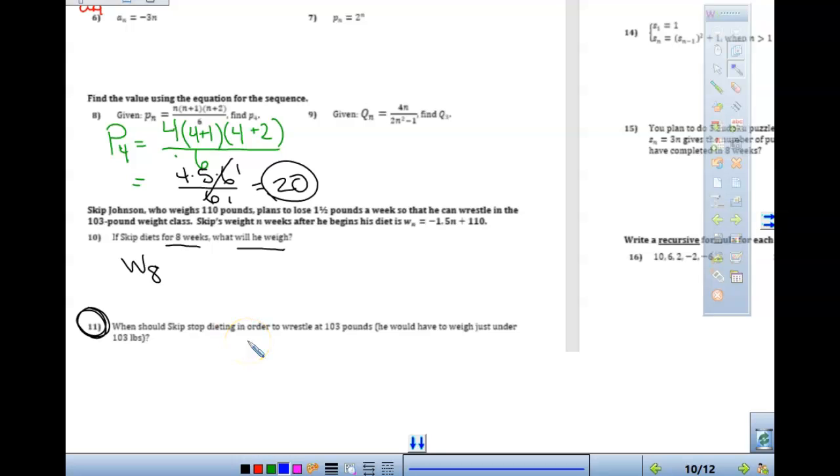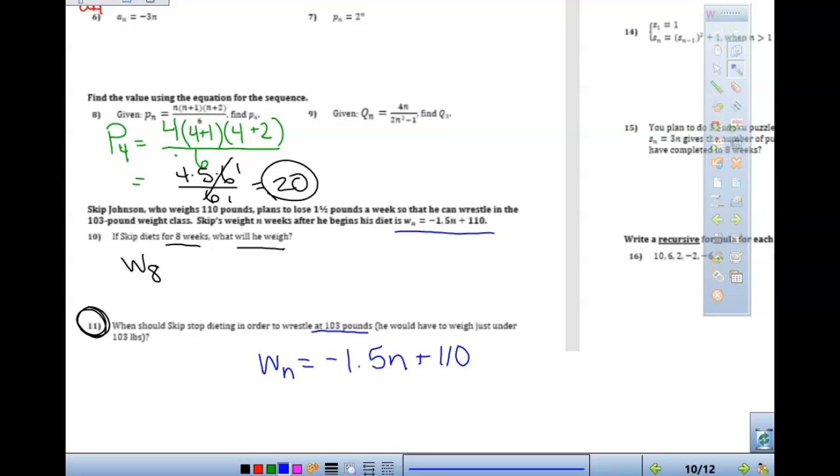So this one says he is going to be dieting in order to get to 103 pounds. He's a wrestler, probably, right? Has a certain weight. It says here is the function. So please write that. W sub n equals, he's losing 1.5 pounds per week, and he started at 110. And the question is, when will his weight be 103?